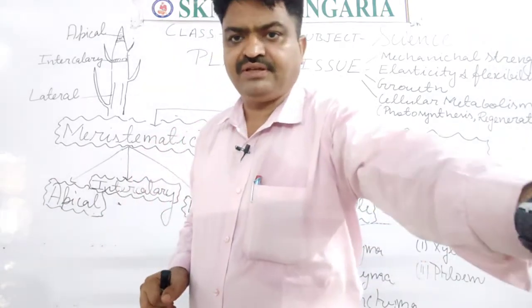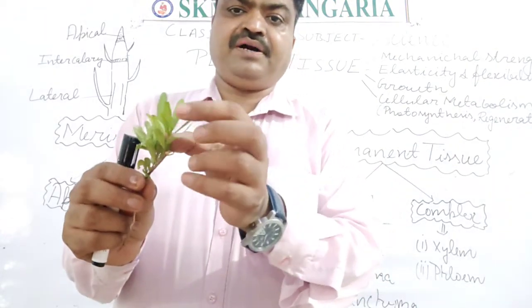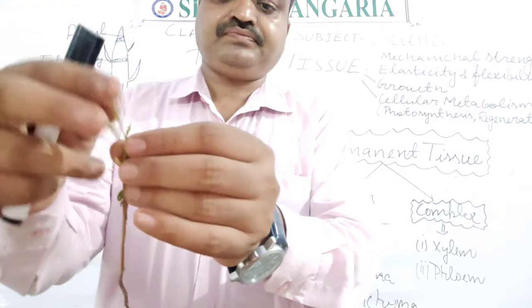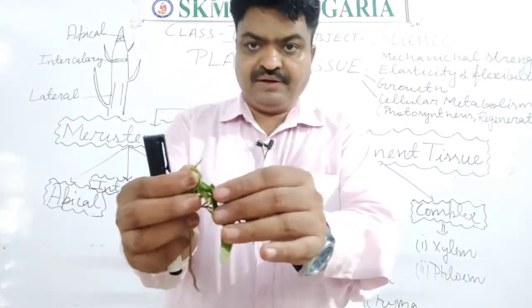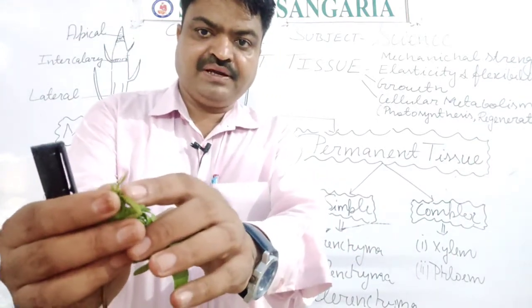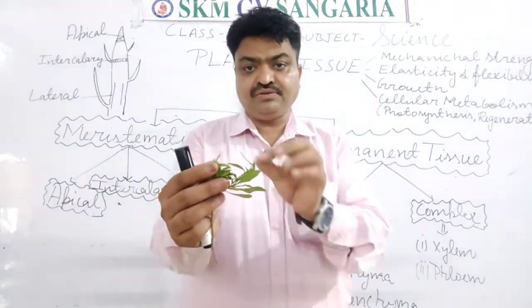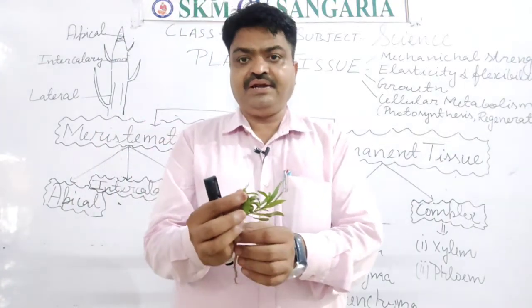So the plants grow in a particular height with the help of apical meristematic tissue. Like I have this plant here. Its apical part, student, its apical part here. Here you can observe. It is the apical part, student. And this apical part has which tissue? It is apical meristematic tissue, and with the help of this it grows towards the sunlight.